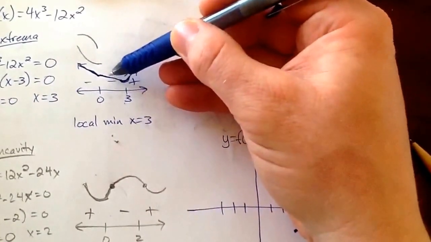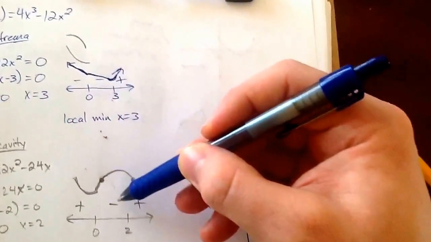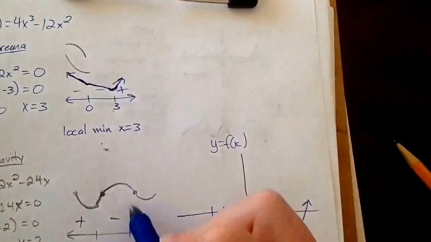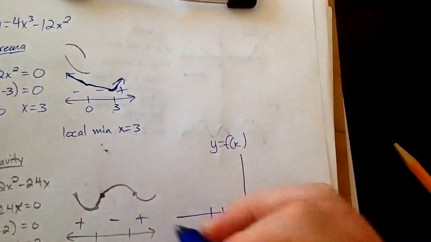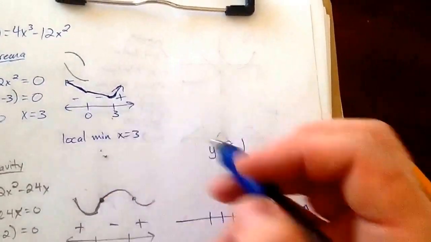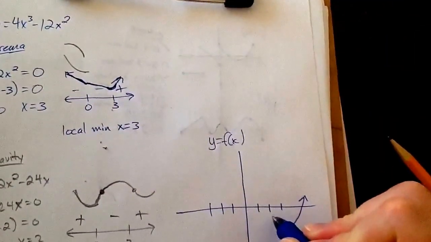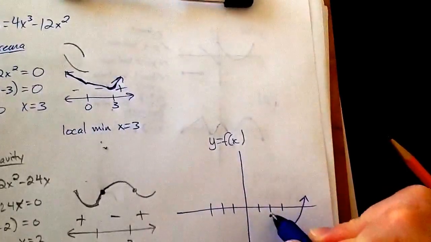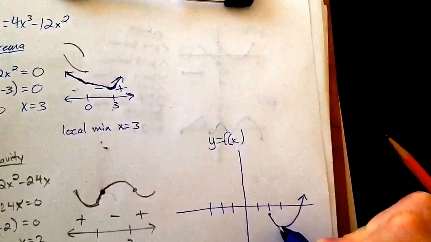I got a negative slope, so it's going to be coming down like that. And I'm going to switch concavity at 2. So I'm going to be concave up with a negative slope until I hit 2. So there's a good negative slope with concave up.